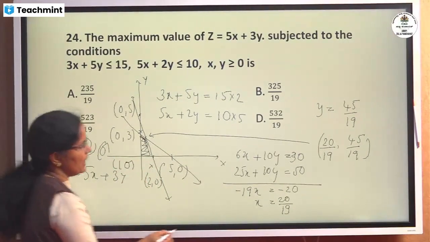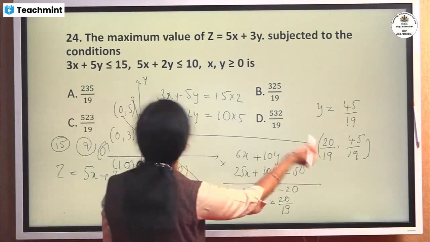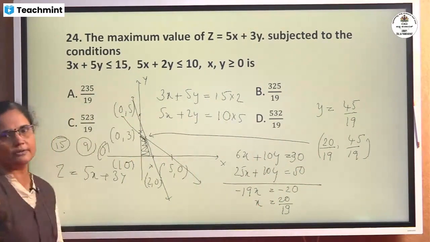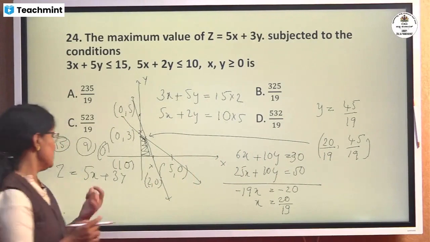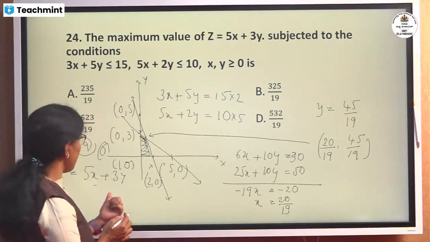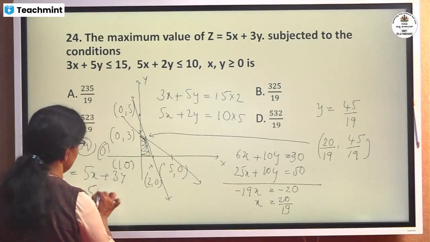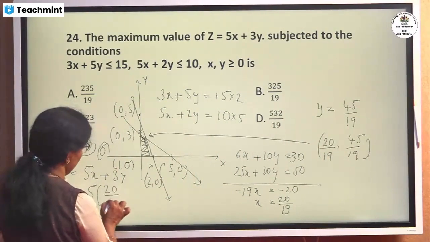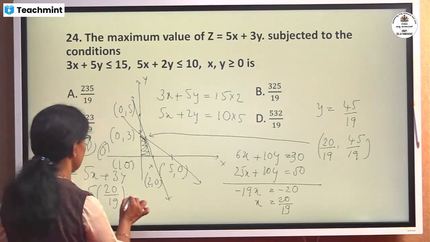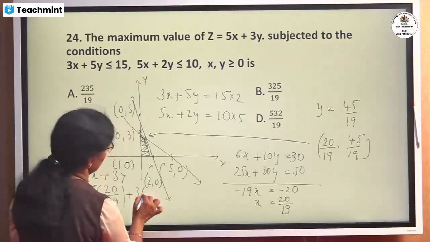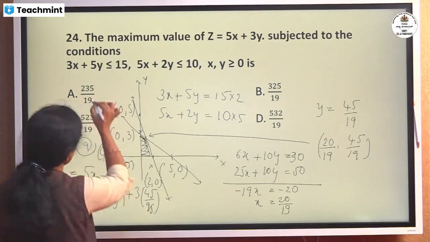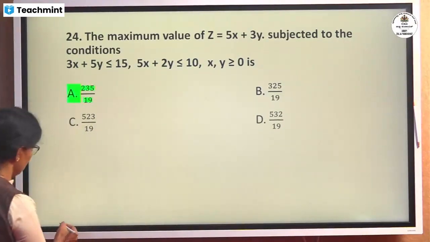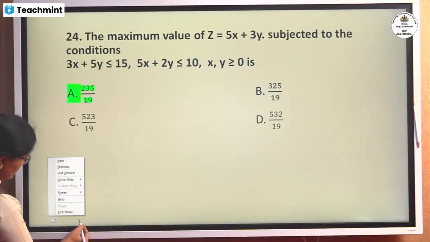So you have to calculate at this point, you will get the answer as 235 divided by 19. Make the calculation, it is very easy to add the fraction. So 5 into 20 divided by 19 plus 3 into 45 divided by 19. Make this calculation, you will get the answer as A itself. Therefore, that is the answer for the question.